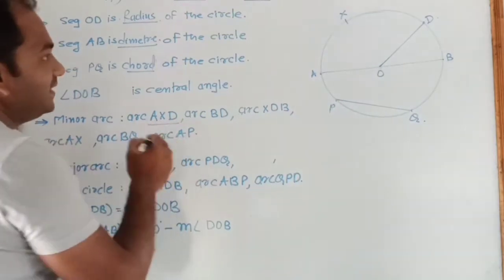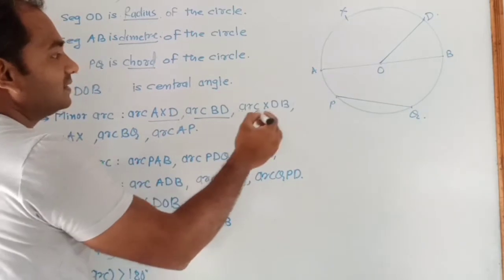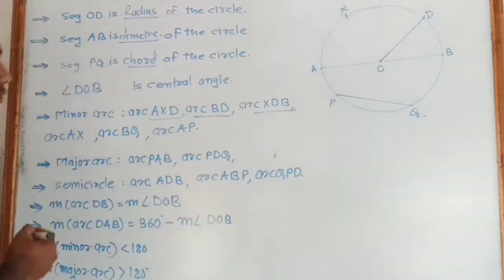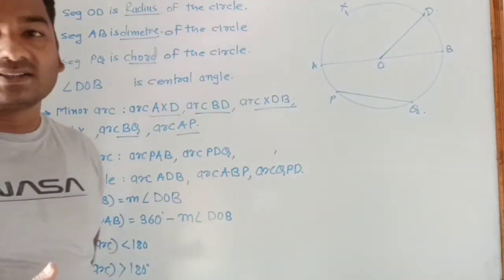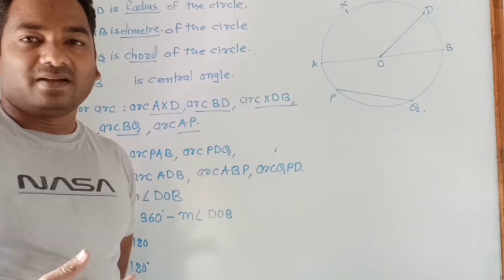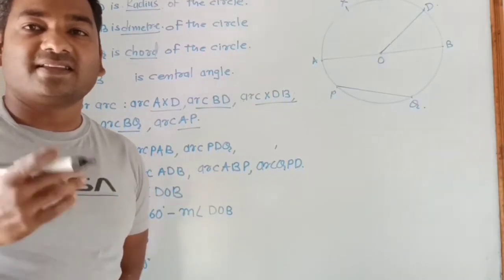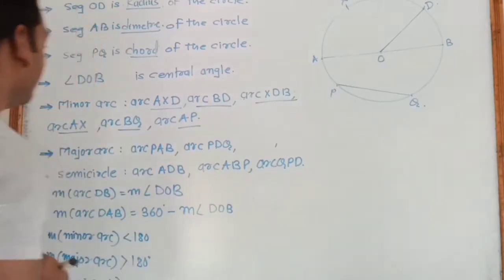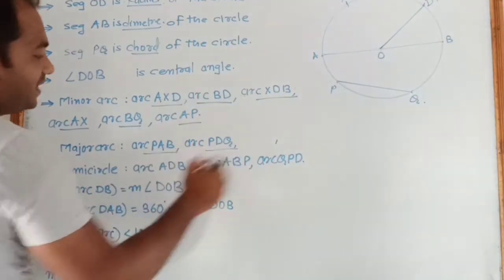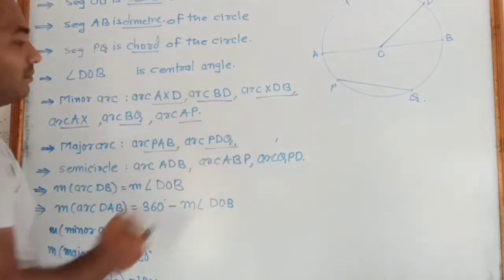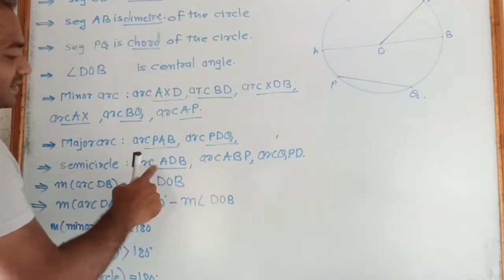You can see here AXD is a minor arc, BD is a minor arc, AXDB is also minor, AX minor, BQ, AP, these are the minor arcs. You know what a minor arc is? An arc in which the center of the circle is exterior to it is called minor arc. Now the major arcs, PAB, PDQ, these are the major arcs. Semicircle, that is ADB, you can see ADB is a semicircle.